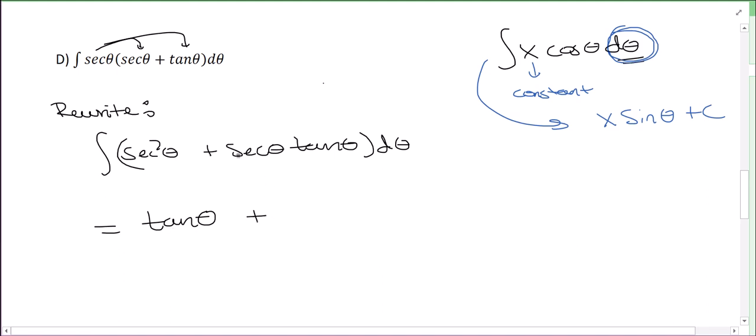And what about the antiderivative of secant tangent? That would be just secant theta. And so this is our antiderivative plus a constant. Don't forget the plus c if you have an indefinite integral. Again, indefinite means you have no limits of integration. So when you have an indefinite integral, it's just asking you for the antiderivative.